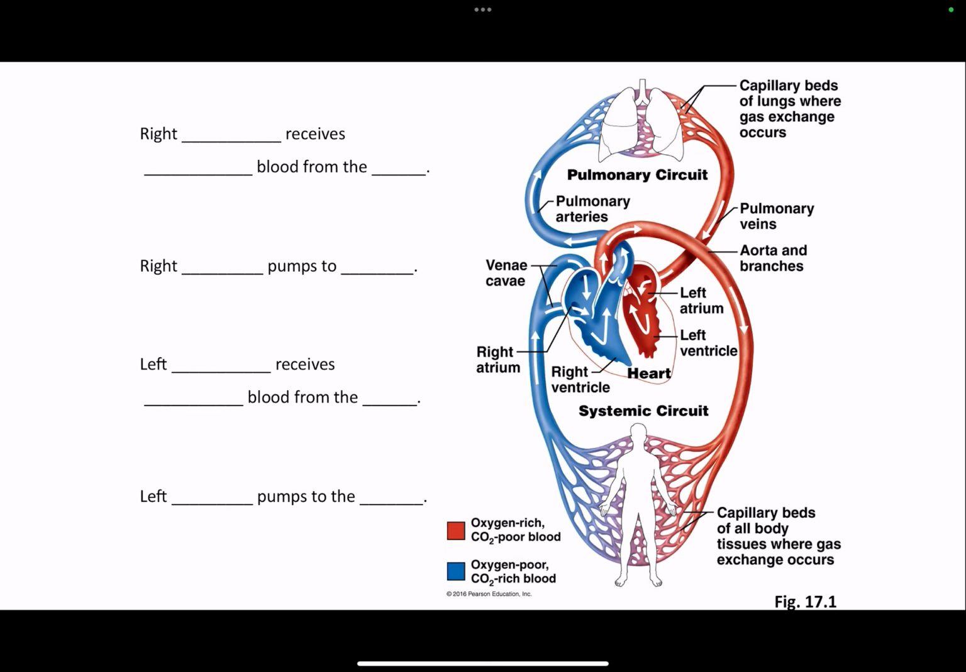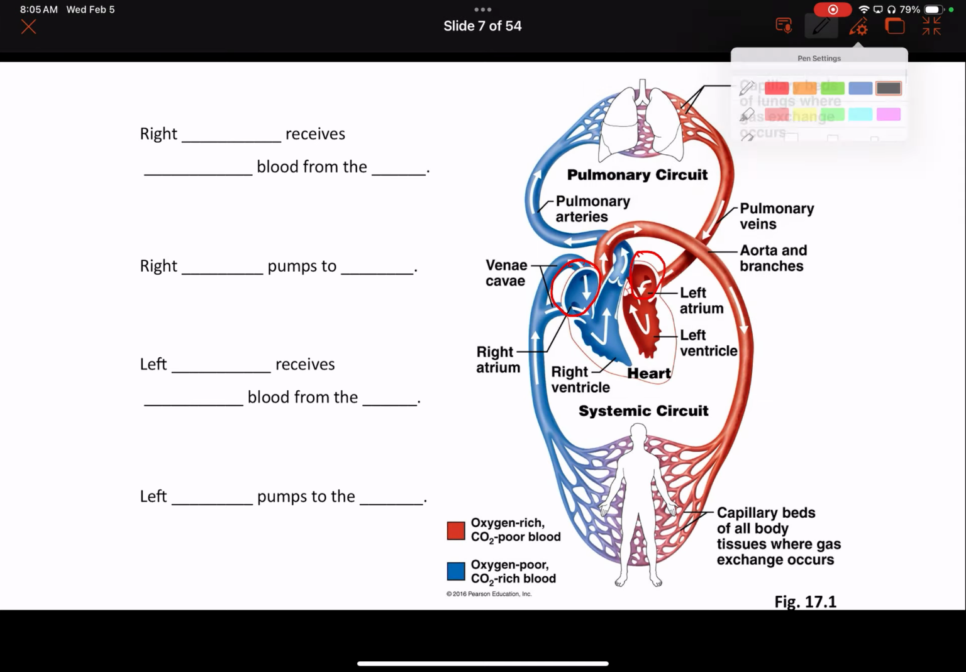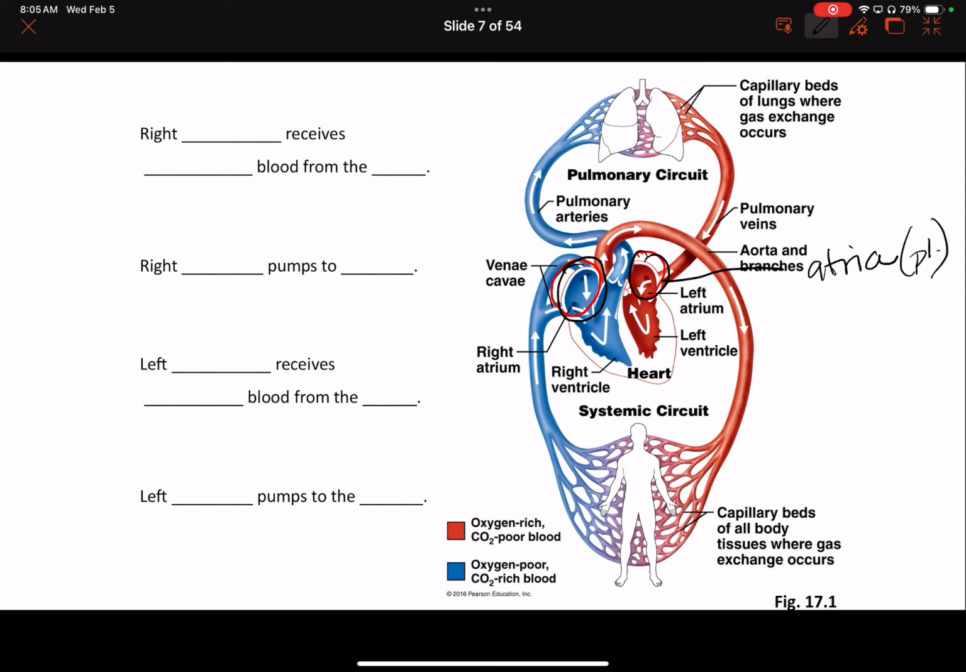So before we get there, we have four sets of chambers. The atria are the receiving chambers on the top. I'm going to do it in black, it's a little bit easier. The top are the atria, and that's plural. We'll talk more about them a little bit later. Atrium is singular, but we have our two atria at the top. Those are the receiving chambers. And then the chambers at the bottom are the ventricles.